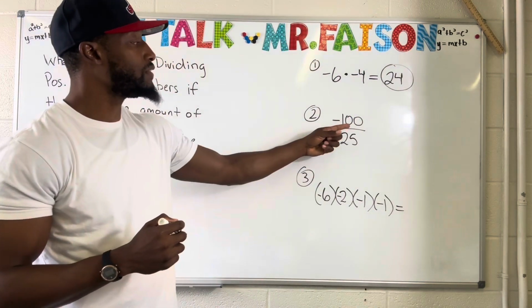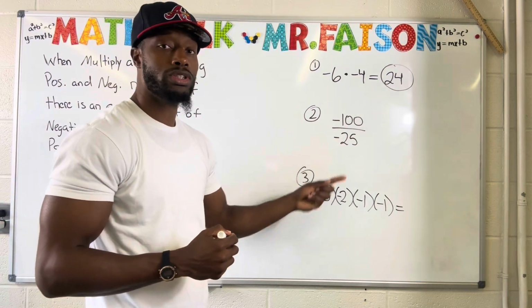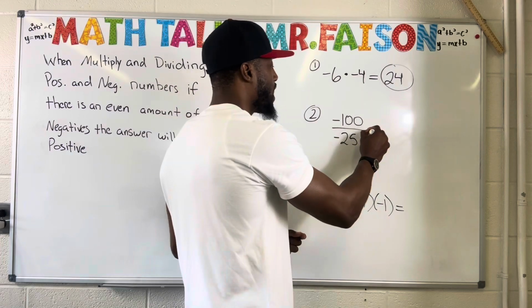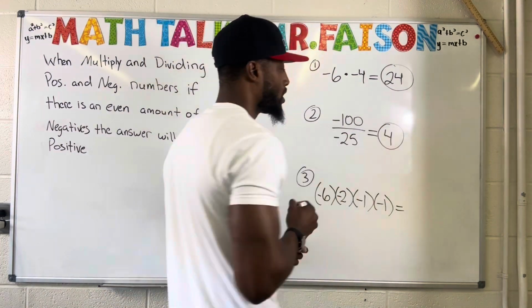We look here, negative 100 divided by negative 25. Once again, that's an even amount, so we understand that our answer is going to be positive. 100 divided by 25 is 4. Answer is going to be 4.